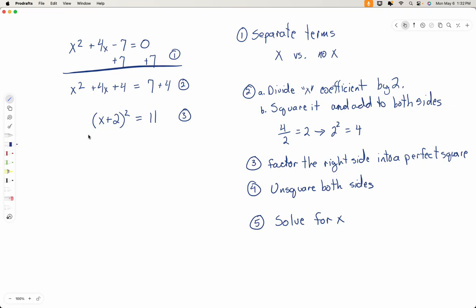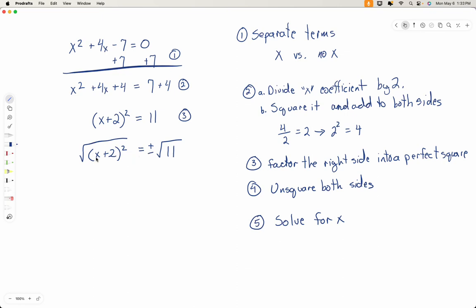So because this is a perfect square, we're going to unsquare. I'm just going to go ahead and write it out so you can see it instead of taking a shortcut. Now, if we unsquare this side, we have to unsquare this side. And I put that plus or minus just because we don't know if this is a positive times a positive or a negative times a negative.